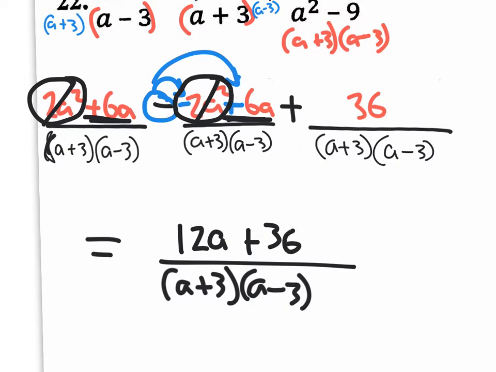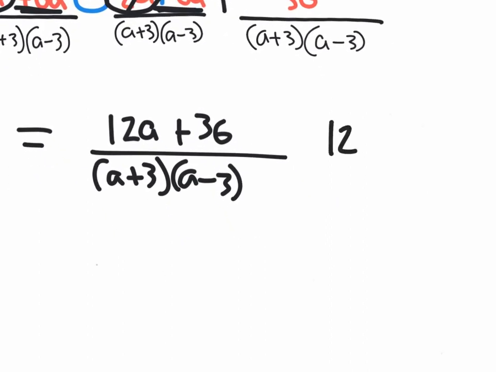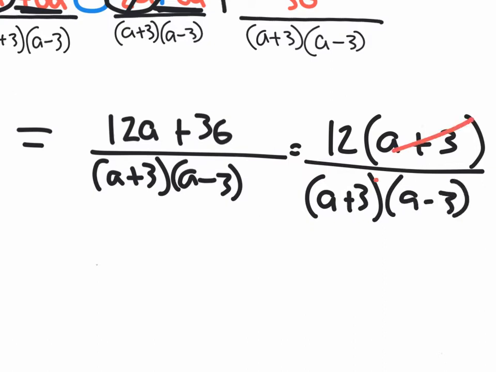And now, this looks like our answer, but we always have to ask ourselves if we could continue factoring. Could we do anything with that numerator? Yeah, what could we pull out? 12. And if we pull out a 12, what's going to be left? A plus 3. Now, ladies and gentlemen, the denominator has an a plus 3 also. So what does that mean? We could cancel the a plus 3 with the a plus 3. So our final answer is 12 over a minus 3.